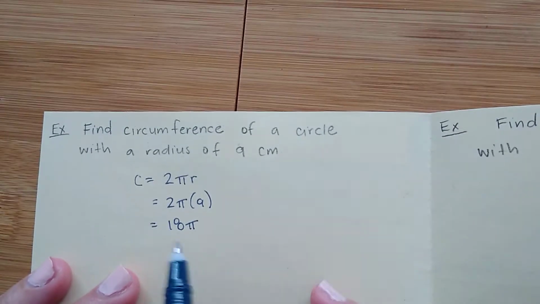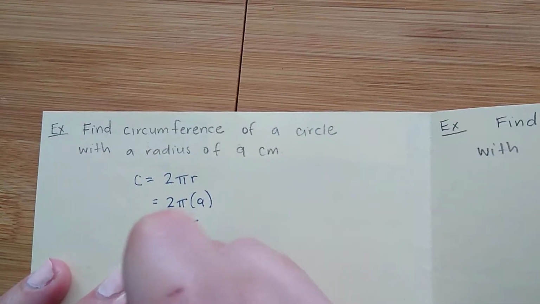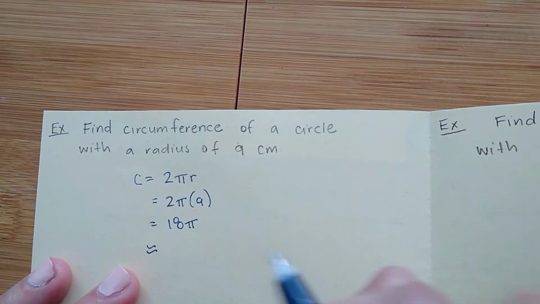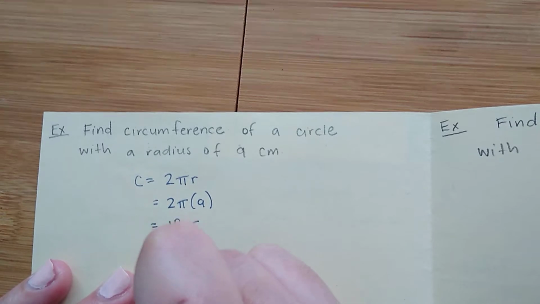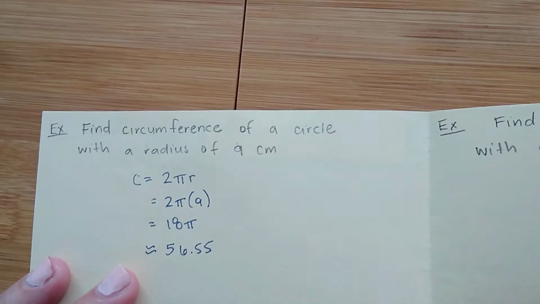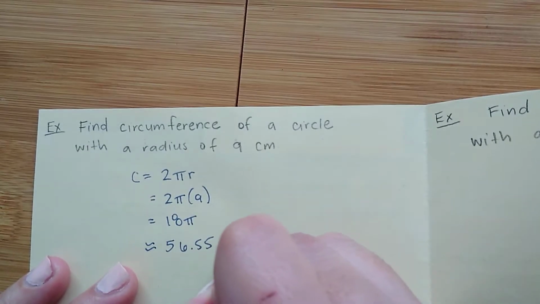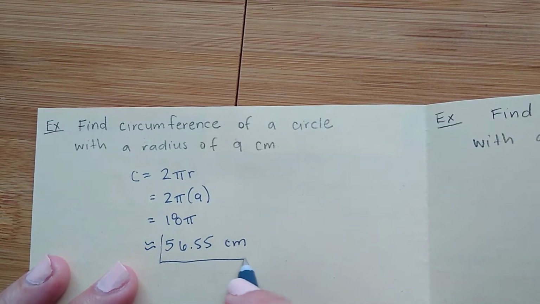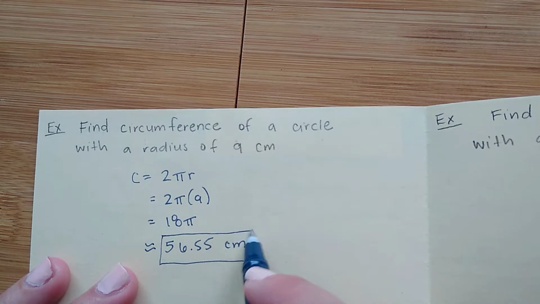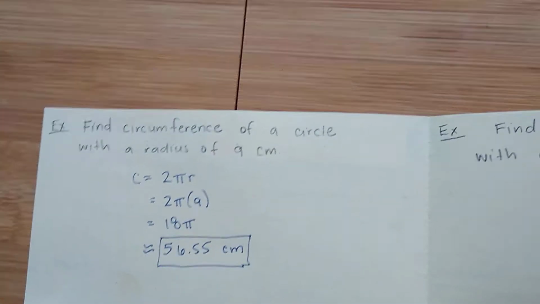But if you were to put this in your calculator, you would get an estimate of 56.55. And then it would be in this unit, so centimeters. And that would be your circumference for that circle. Okay, so not too bad. So now let's go ahead and go to the next example.